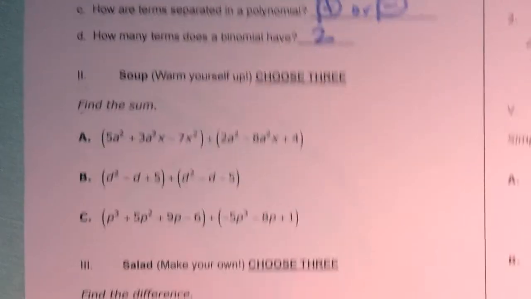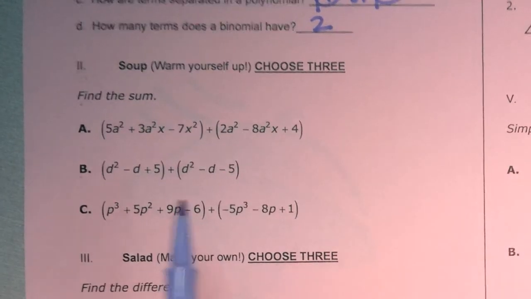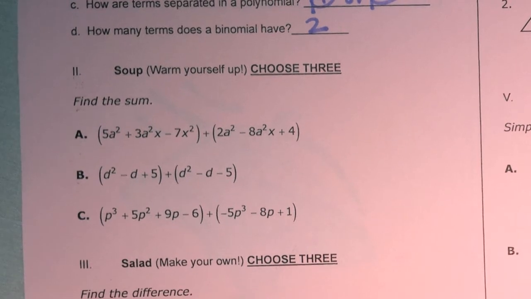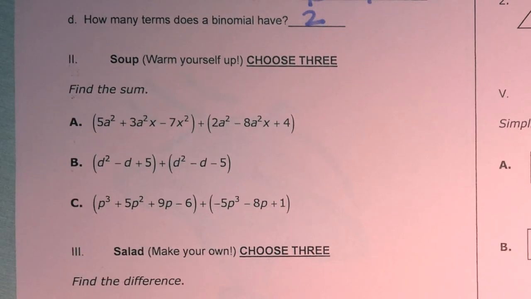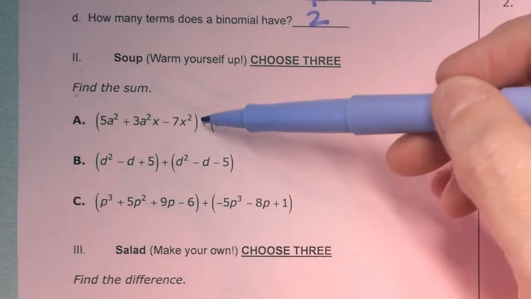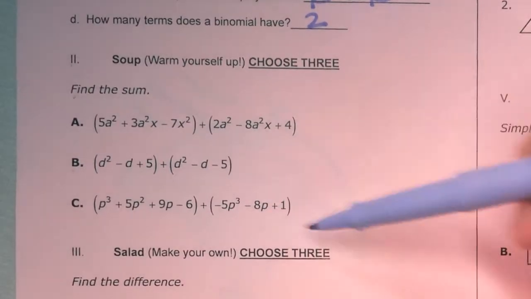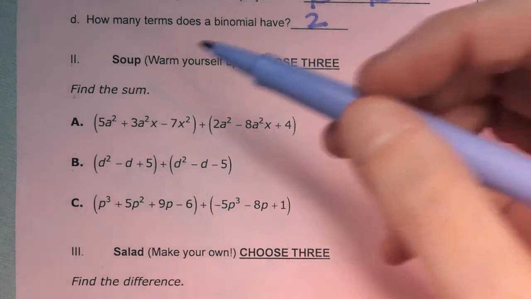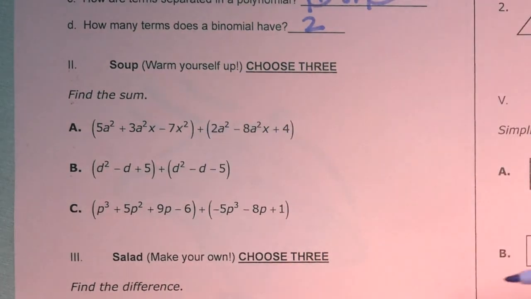Okay? So let's talk about these. If we had multiple choice, how could we solve these questions? We could use our calculator, or we could solve them. So let's just solve them, and then we'll see what happens. Now, what kind of operation are we doing on these 3 problems? Addition. Why? Because there's a plus sign between the parentheses.